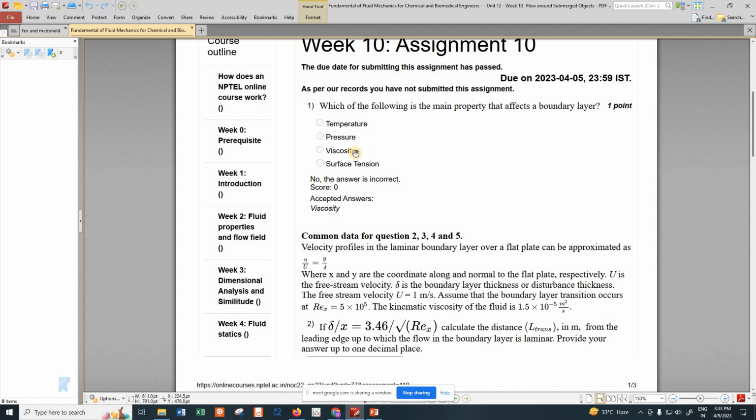Temperature, it will not affect. So temperature, in a way, can affect because viscosity sometimes in the real world will change with temperature and pressure. But in an ideal case scenario, we can ignore the influence of the temperature and pressure, and it will just be the viscosity that will affect the boundary layer. So that will be the main property. So even the temperature and pressure will come into play through the viscosity because they affect the viscosity, and then the viscosity will further affect the boundary layer thickness. So viscosity is the one.